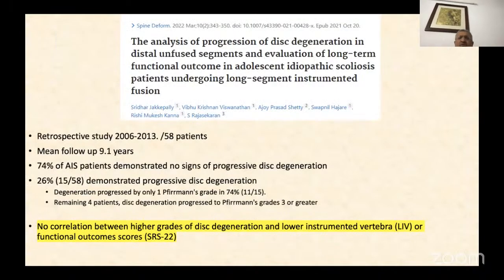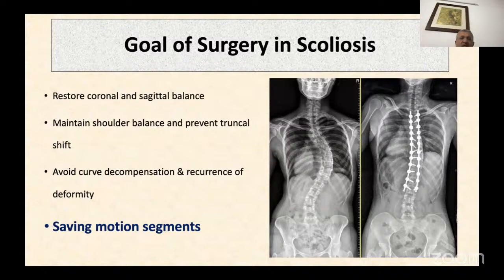We had looked into the changes of disc at around 10-year follow-up. We didn't find anything significant. However, we should remember that majority of these children whom we operate are between the age group of 10 to 14 years, and they may not have significant problems at 10-year follow-up. But when you see them at around 20 to 30 years, that's where the problem of disc degeneration, the back pain, everything tends to set in. Therefore, it's important for us to understand that one of the most important goals in scoliosis is also to save the motion segment whenever it's possible.